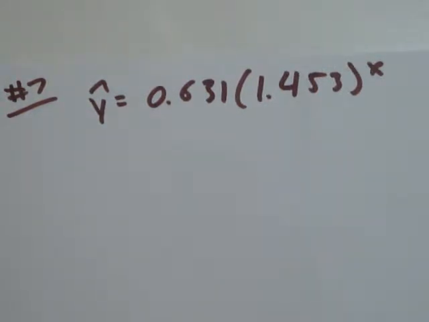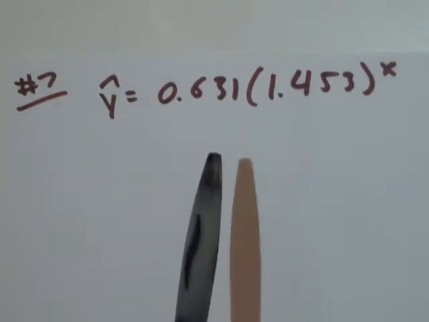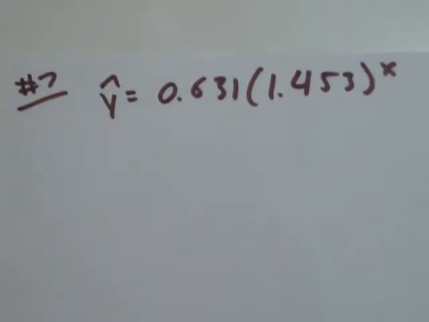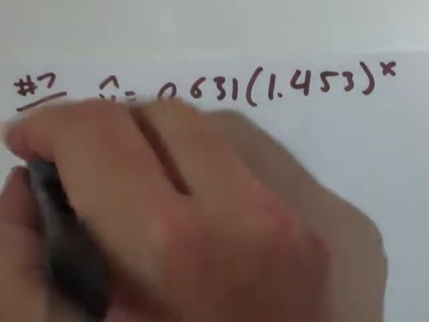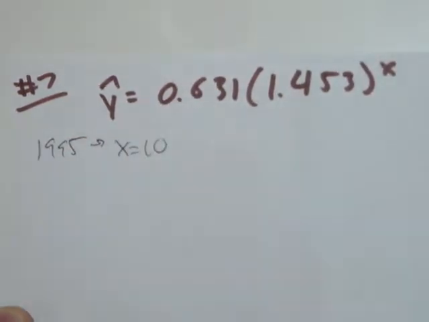And so what they ask us to do here is they say, okay, what's the value when x is 10? So in the year 95, use this to predict how many million users there'd be in the year 1995. So in 1995, that means that x is equal to 10 because it's 10 years since 1985.